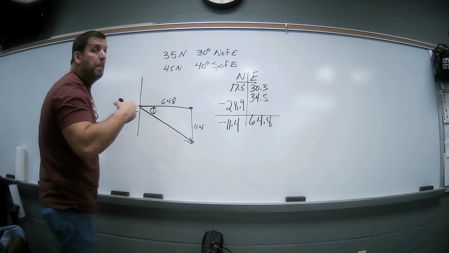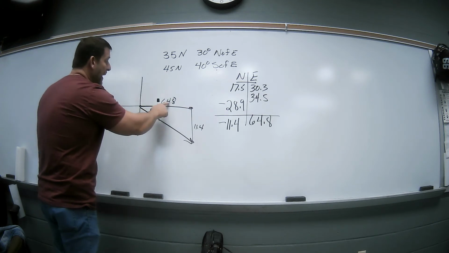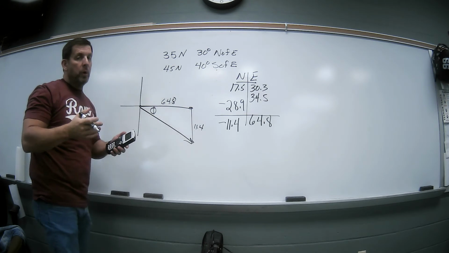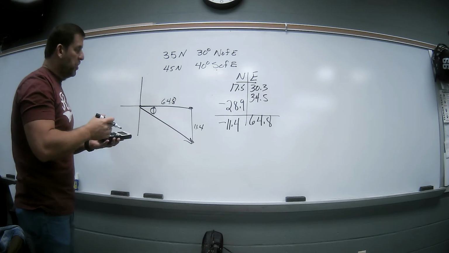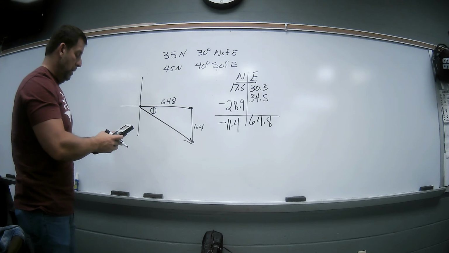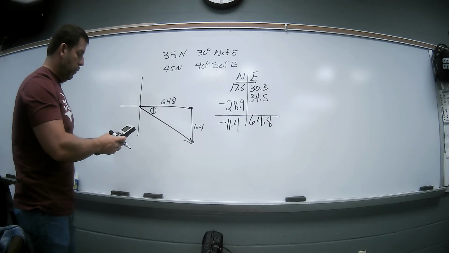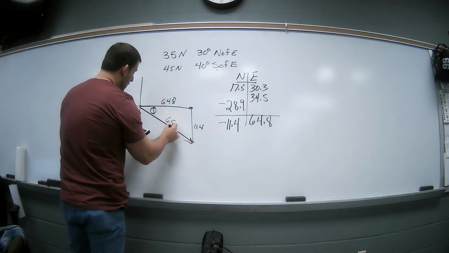Use the Pythagorean theorem, let's find our magnitude, and then we'll find our direction. If I apply the Pythagorean theorem to this, you don't have to show work for this. When I talk about showing work, this is the work I'm asking for, all right? If you show what I'm showing, you're good to go. So 64.8 quantity squared, plus 11.4 squared, square root. Here's what I get. The hypotenuse is 65.8.